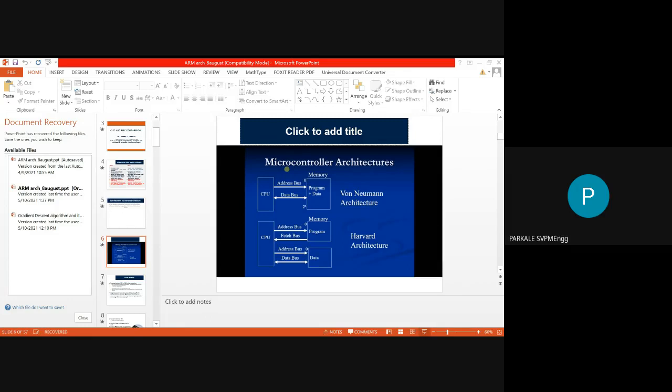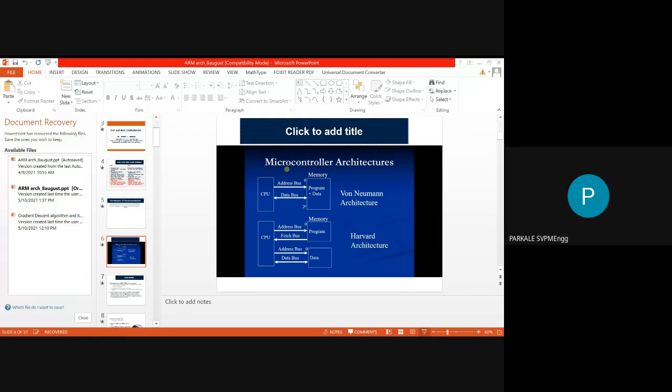So overall operation becomes faster if you use the Harvard architecture, and overall execution becomes somewhat slower if you use the Von-Neumann architecture, because it uses a common address and data bus between the program memory and data memory. So that is what you have to understand. Von-Neumann has a common bus for data and instruction, whereas Harvard architecture has a separate bus for data and instruction. This is the second point. I hope you understood the second point.